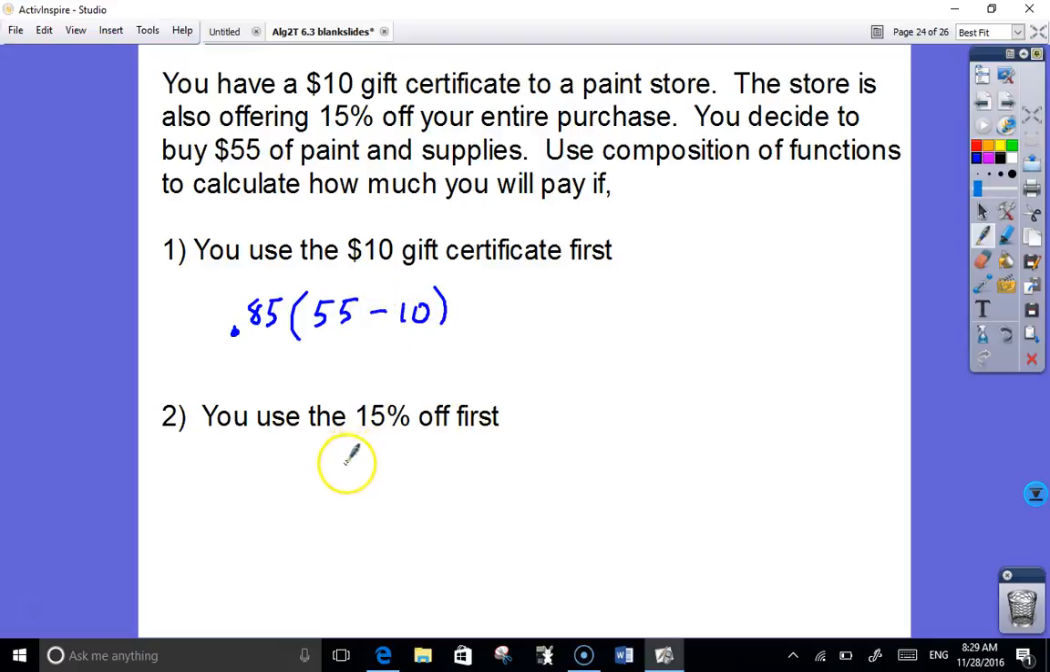Now, what if you did it the other way? Then you would start with 55. You would multiply by 0.85. And then you would take off your $10. So let's do the math. 45 times 0.85 is 38.25. And 55 times 0.85 minus 10 is 36.75.